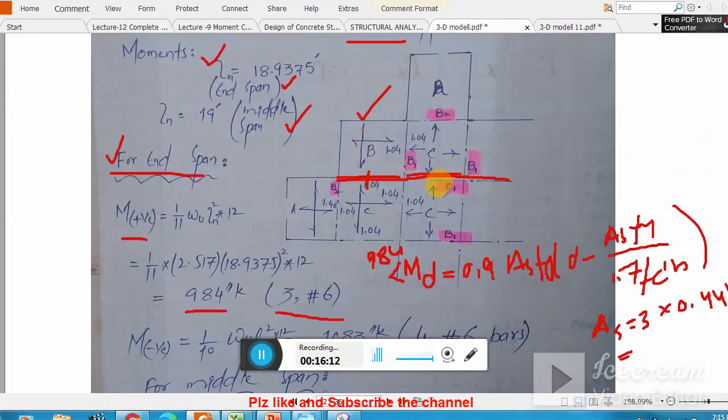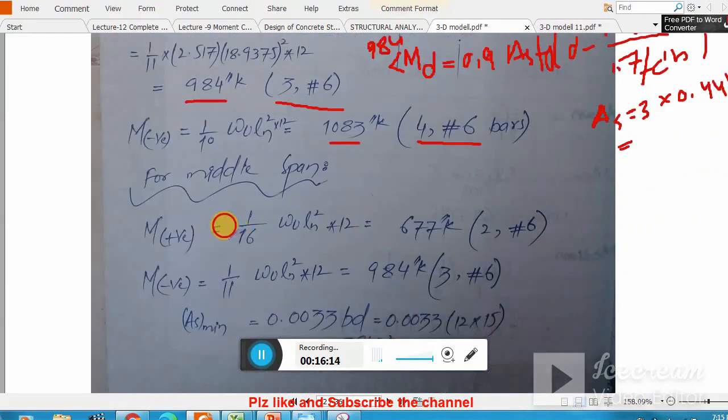For the middle span, this span, I have coefficient 1/16, you already know this. This is 677, so 2 number 6 bars will cover. And for negative moment, basically 1/11, so for 1/11 I have to use this one.